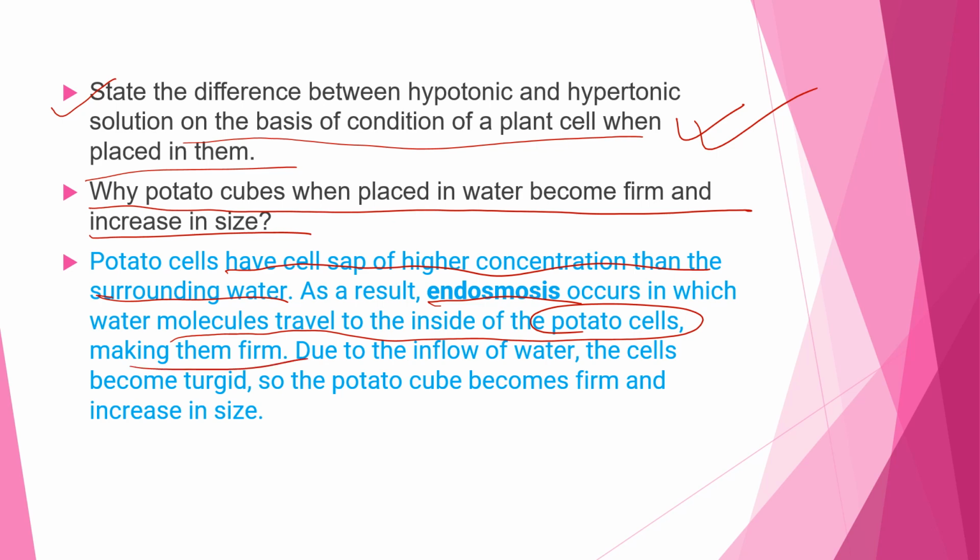Due to the inflow of water, the cells become turgid and so the potato cubes become firm and increase in size. So it is a very important question and it should be written very nicely. Potato cells have cell sap of higher concentration than the surrounding water, hence endosmosis is happening. The water from the outside comes inside the cell, and due to this inflow of water, the cells become turgid and so the potato cube becomes firm and increases in size. Is it clear?